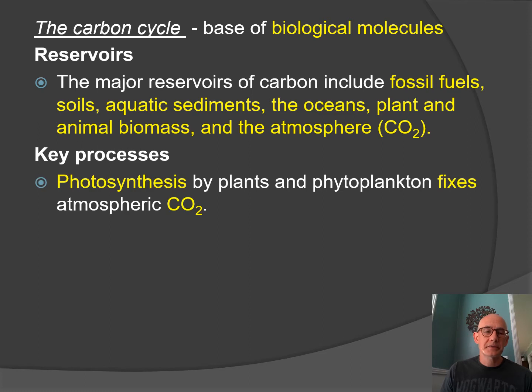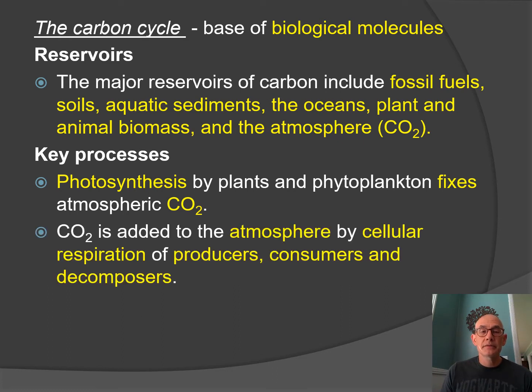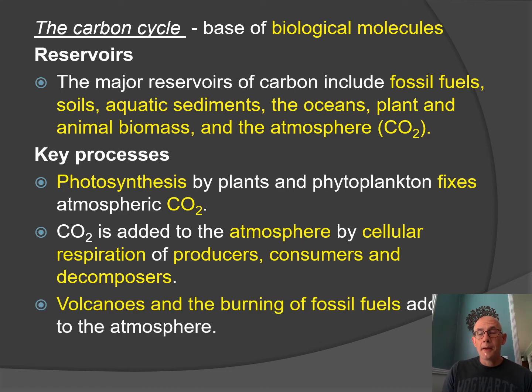So our key processes are going to be photosynthesis, which is going to trap the CO2. We're going to trap the CO2, or fix it, into sugars and then into complex polymers. And then cellular respiration is going to be the breakdown of those compounds, releasing the CO2 back into the atmosphere. Humans will add to that process by burning fossil fuels. And then volcanoes will be another way that extra CO2 is put into the environment that we have no control over.